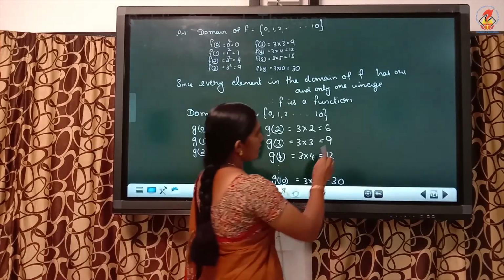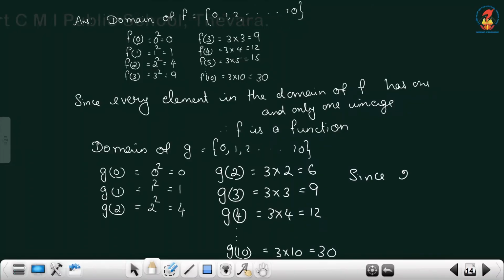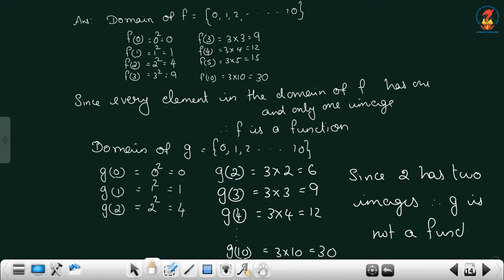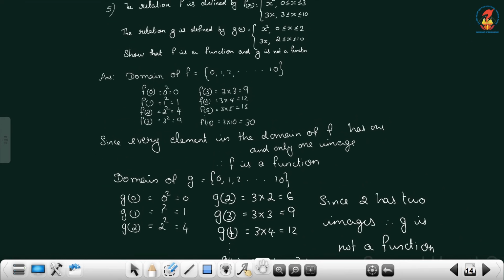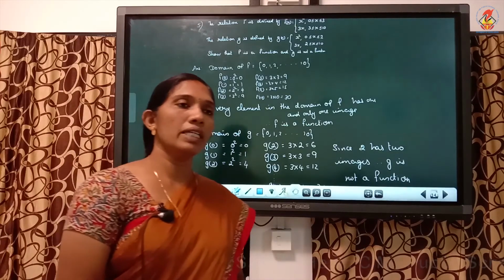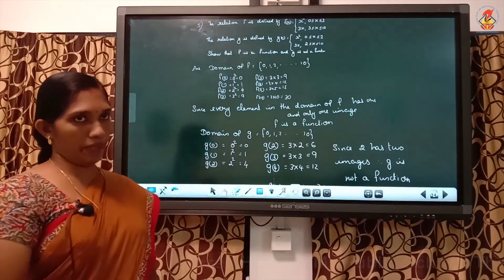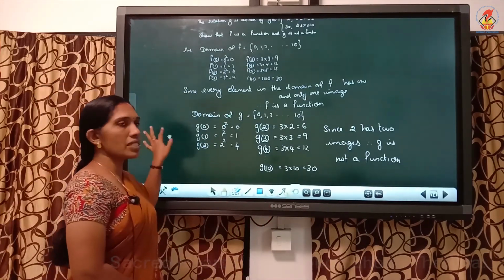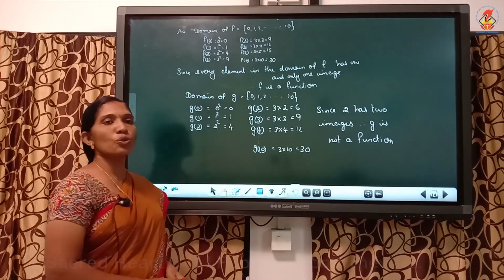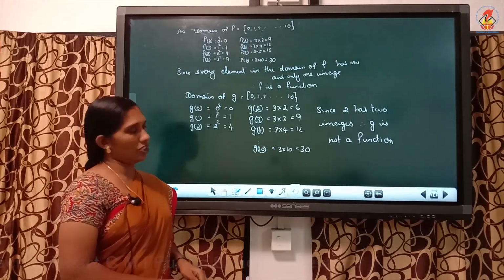So we can write the reason: since 2 has 2 images, therefore g is not a function. So f is a function but g is not a function. That's the question. Show that f is a function and g is not a function. f is a function since every element in the domain has one and only one image. But g is not a function since the element 2 has 2 images. So it is not a function.